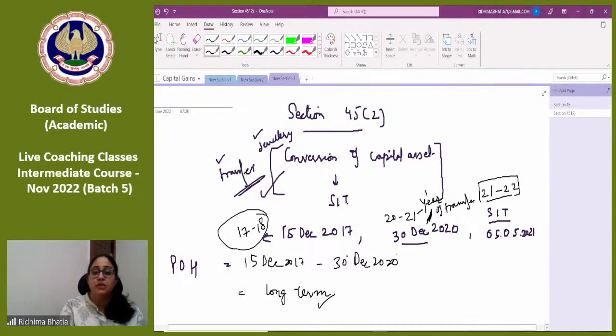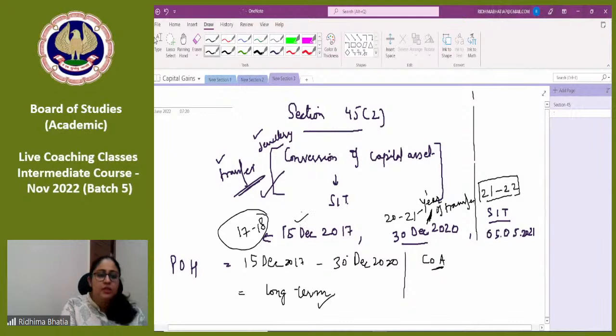Now, let's move forward and understand cost of acquisition. What will the cost of acquisition be? See, this period, 21-22, is not mattering right now, so let me just ignore it. Cost of acquisition would be the price at which I acquired that capital asset on 15 December. So cost of acquisition would be simple. Suppose I bought that jewelry for 5 lakh. Any doubt?